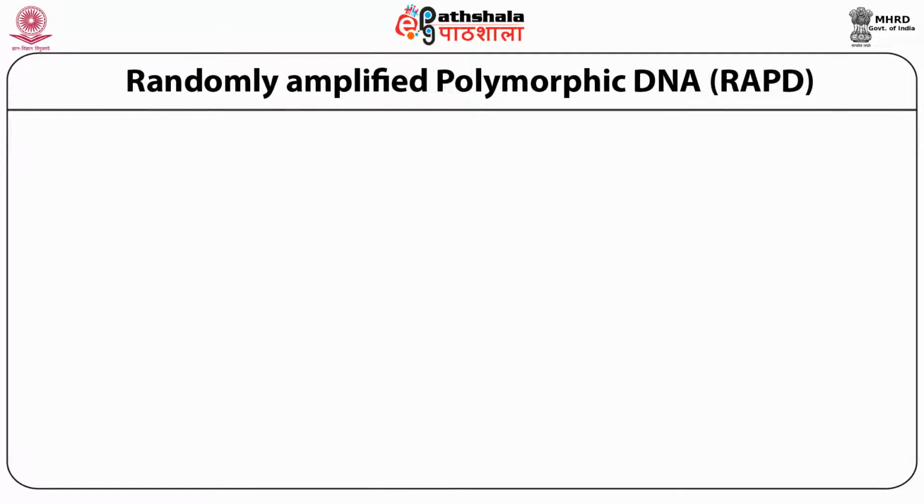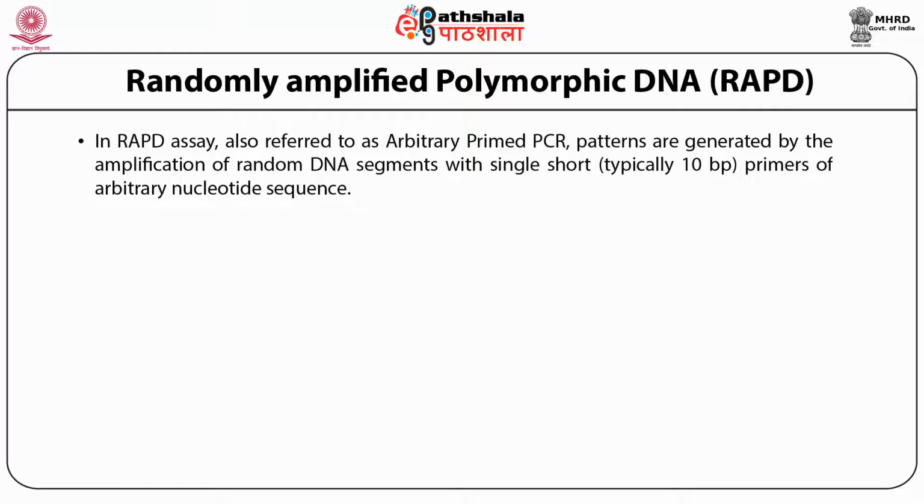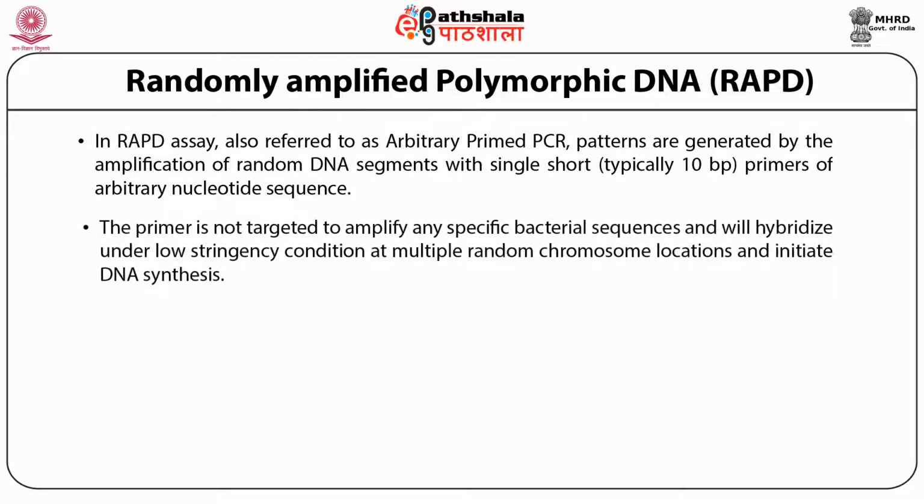Now let us come to the RAPD technique. It is called randomly amplified polymorphic DNA. In this RAPD assay, also referred to as arbitrary primed PCR, patterns are generated by the application of random DNA segments with a single shot. They are typically 10 base pair nucleotide primers of arbitrary nucleotide sequence. The primer is not targeted to amplify any specific bacterial sequences and will hybridize under low stringency conditions at multiple random chromosome locations and initiate DNA synthesis.